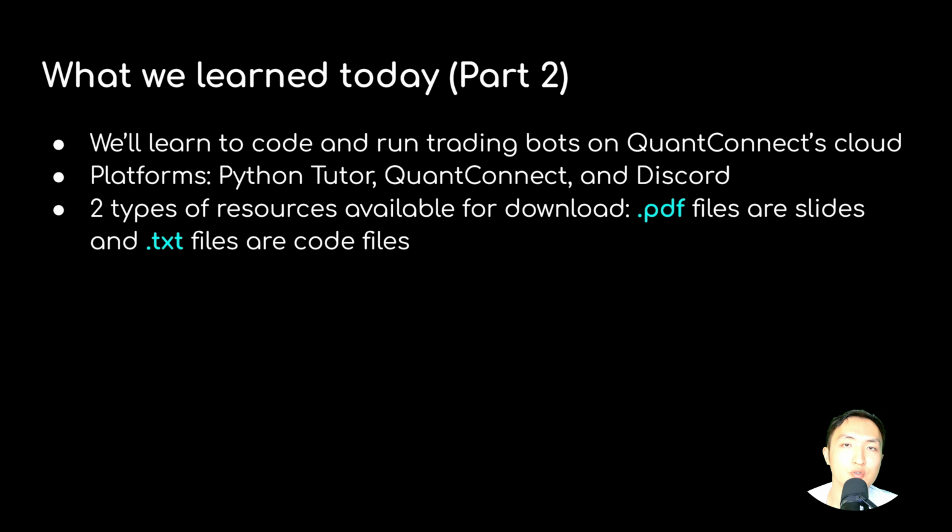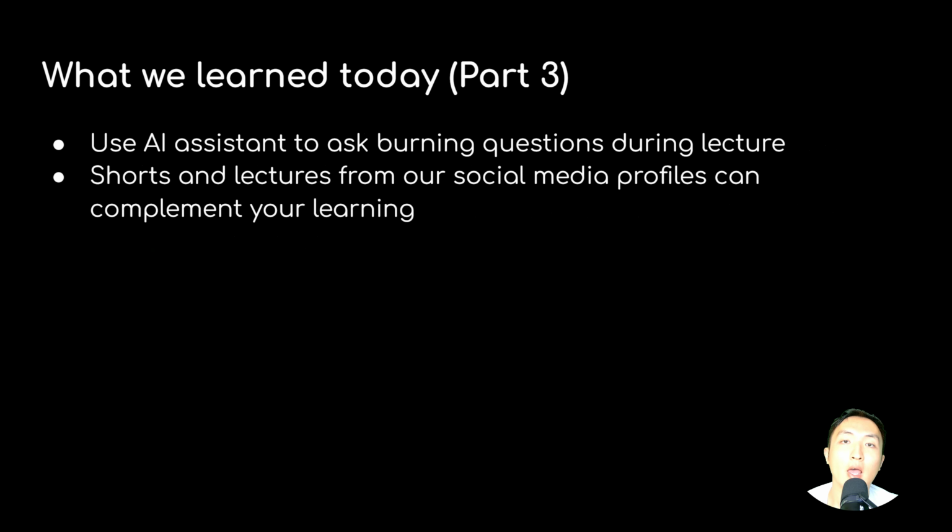There are 2 types of resources available for download. Slides are in the PDF files, code files are in the TXT files. If you have burning questions while watching a lecture, you can use Udemy's AI Assistant to get quick answers. Last but not least, you can find shorts and lectures from our social media profiles to complement your learning in this course.